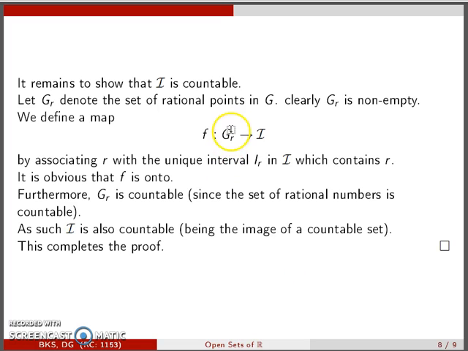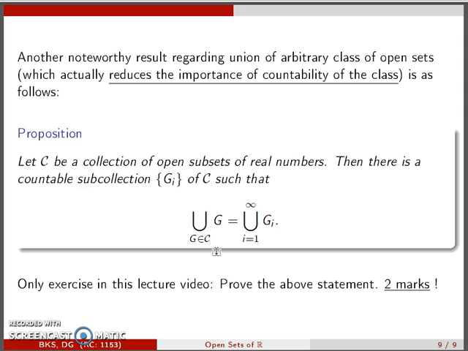So now we only need to show that this collection is countable. Let GR denote the set of rational points in G. Clearly, GR is non-empty. Define a map F from GR to I by associating to r the unique interval in I which contains r. Obviously, we can do that. F is onto. Furthermore, since GR is countable, I is also going to be countable because F is onto. This completes the proof.